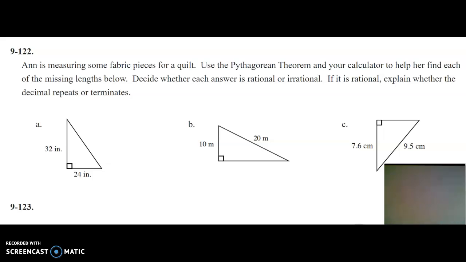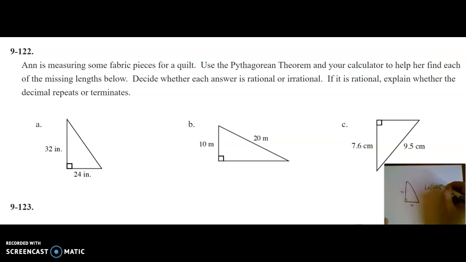Here are some of the answers for lesson 925. So for the first one, letter A, what the triangle is telling you is that one of the leg lengths is 32, the other leg length is 24. You need to find the hypotenuse, the longest side. And of course, we just use our Pythagorean theorem.